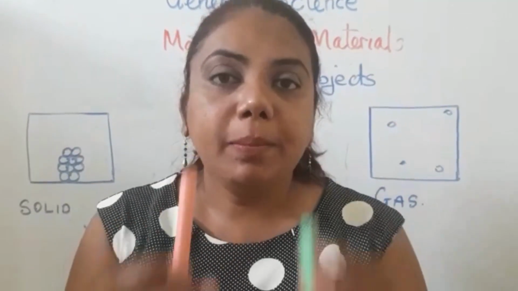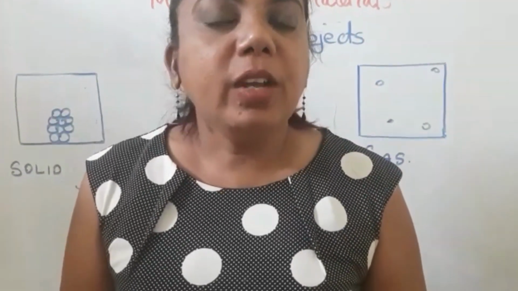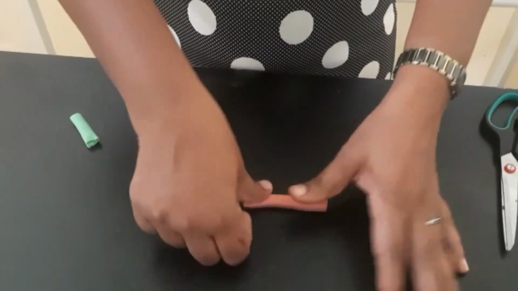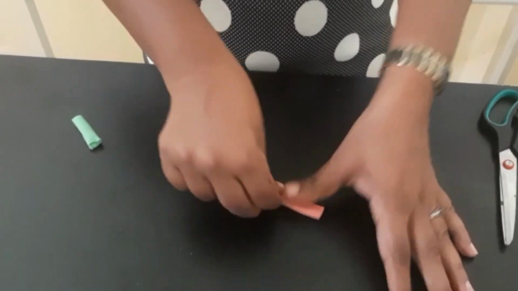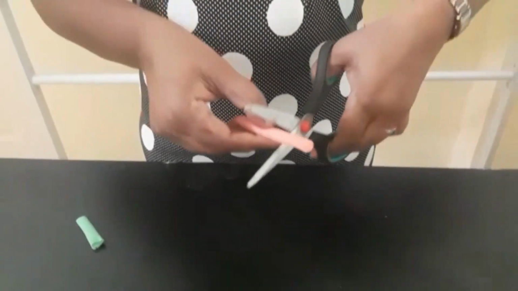For this experiment, we need Play-Doh and scissors. Play-Doh can change its appearance when we roll it, press it, and cut it.